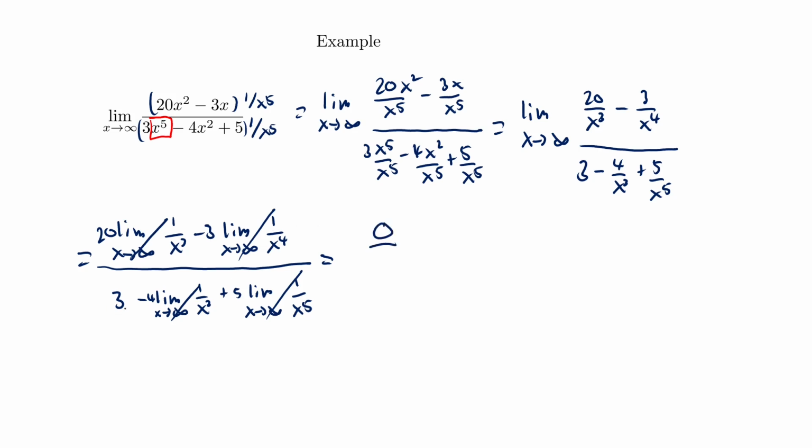And then notice that we don't have a 0 on the bottom. We do have a real number, 3. So that tells us that our answer here is going to be 0. So that's how we can at least primitively solve limits at infinity.